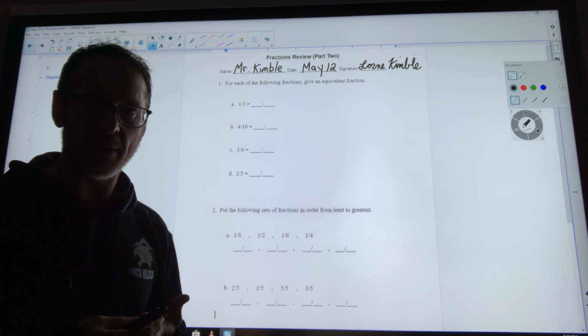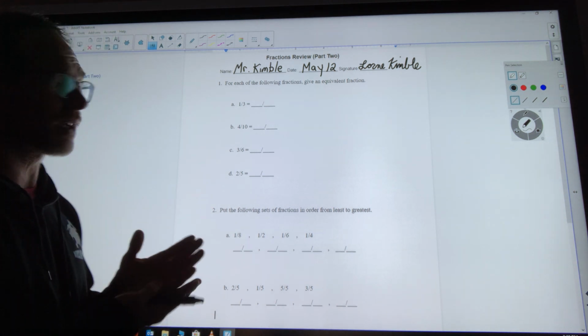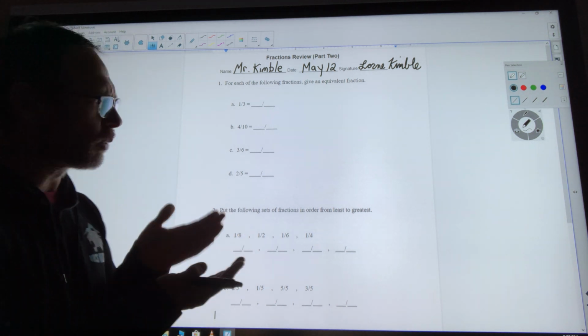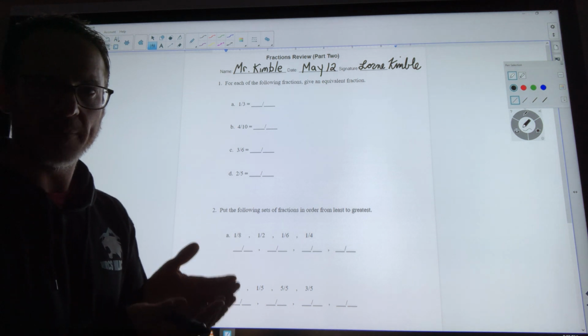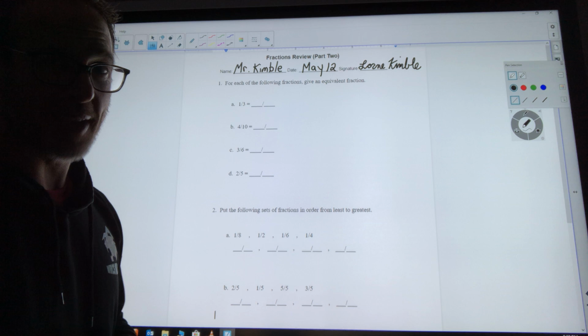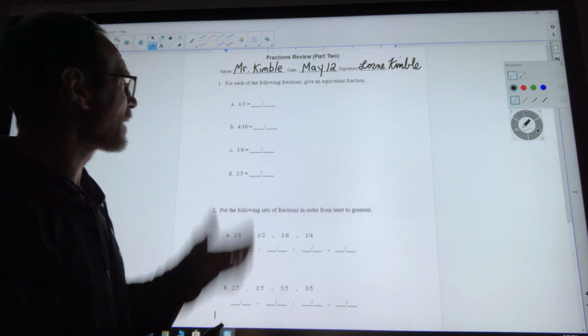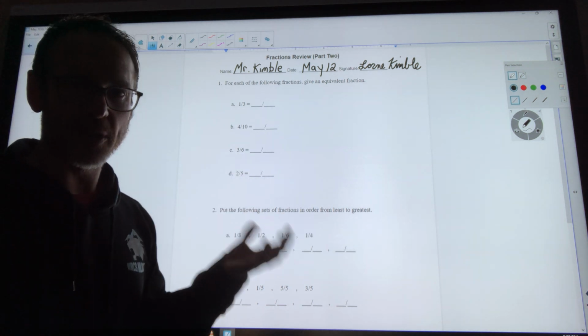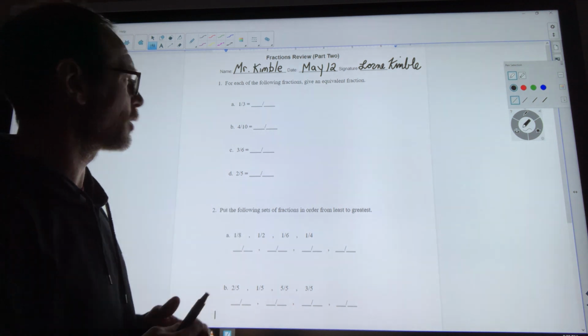So if I was using my fraction strips, I might actually look at the fraction strips and say, which one is the same size as 1/3? By the way, if you were doing that, you would find that 2/6 is the same size as 1/3. You can also use multiplication or division to find equivalent fractions.